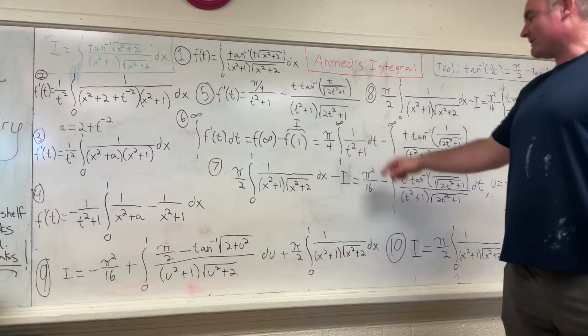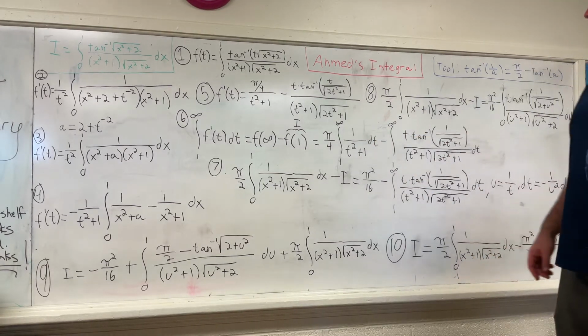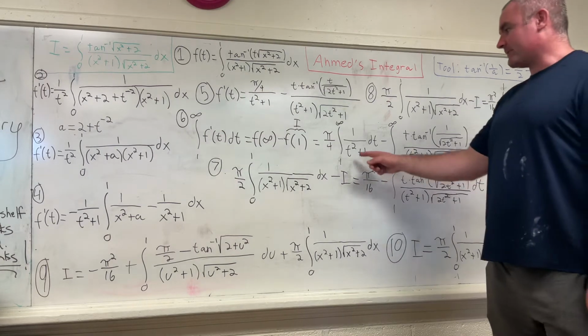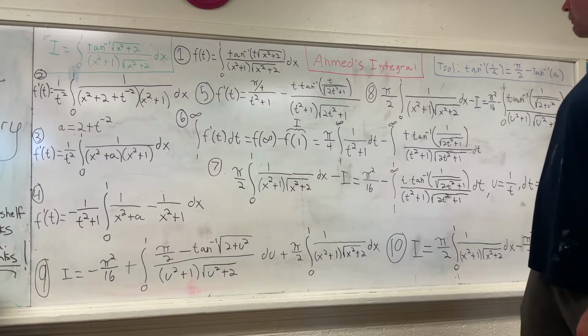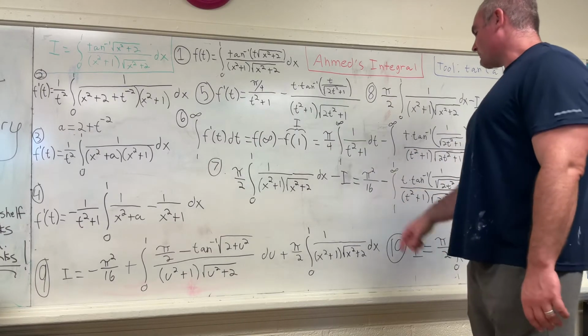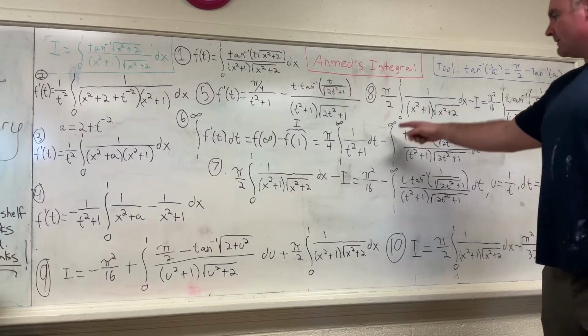This is the arctangent of t evaluated from, with an upper bound of infinity, which is pi over 2, minus the lower bound of 1, which is pi over 4. Pi over 2 minus pi over 4 is pi over 4, times pi over 4 is pi squared over 16. And then this part I left untouched.